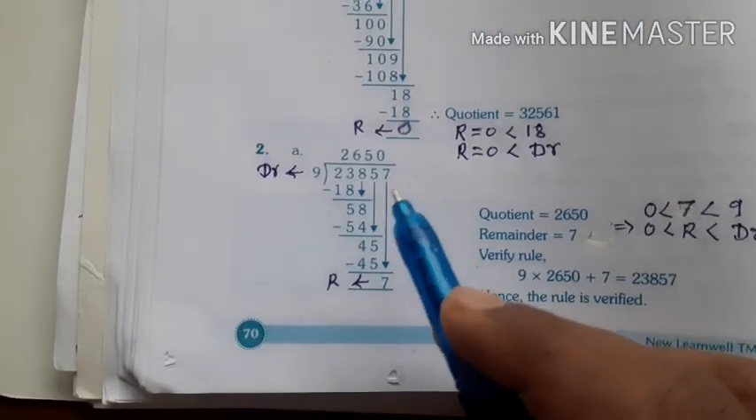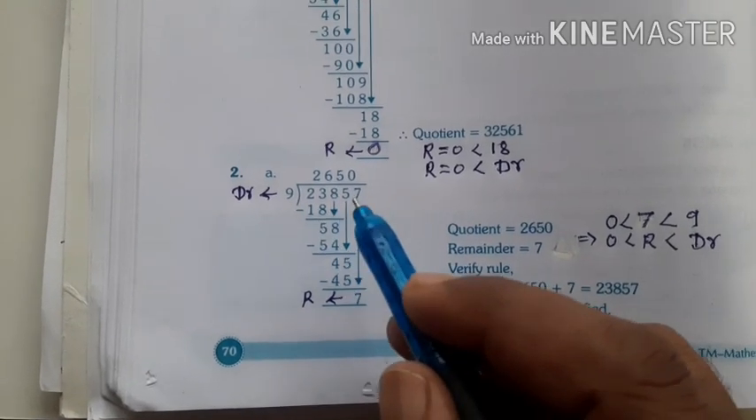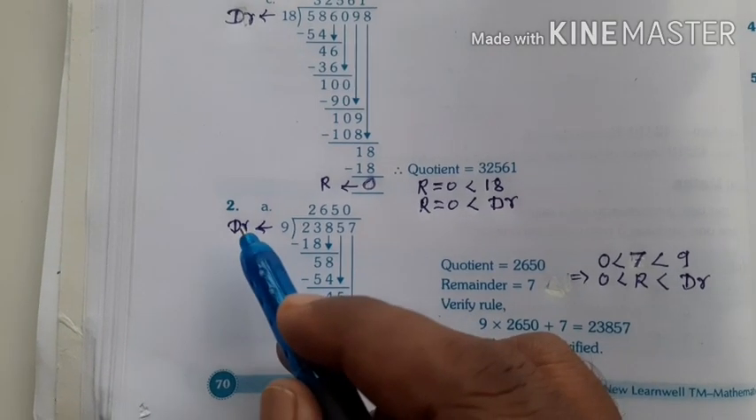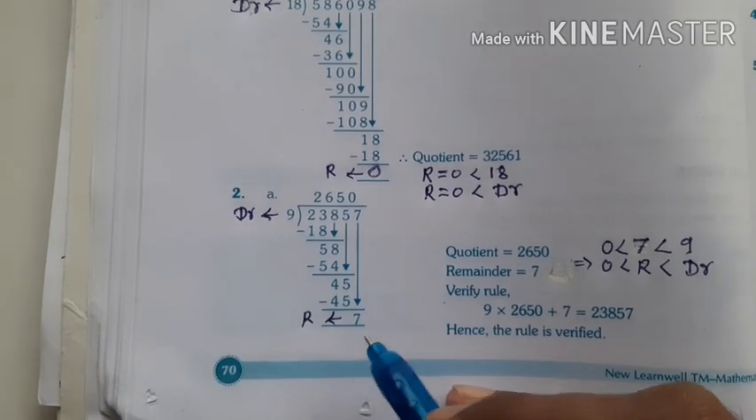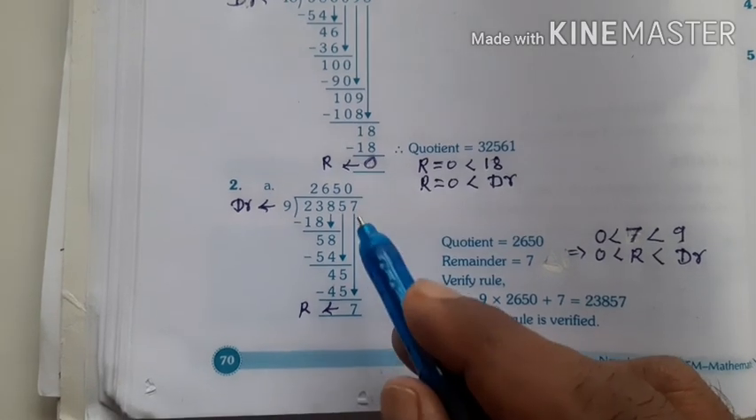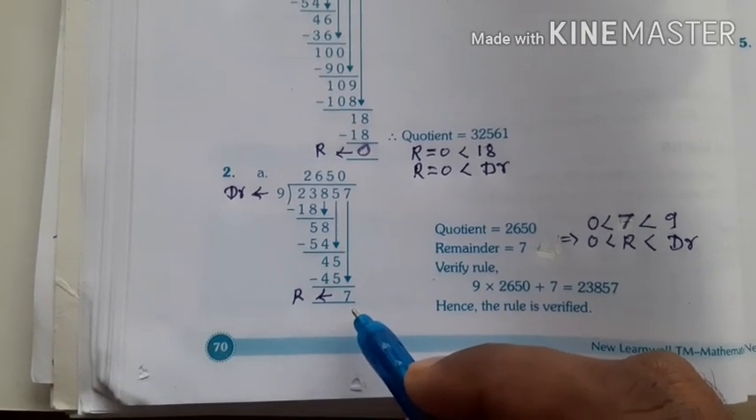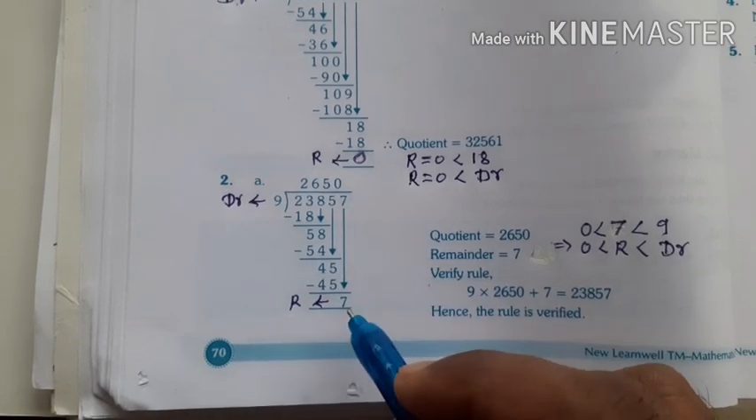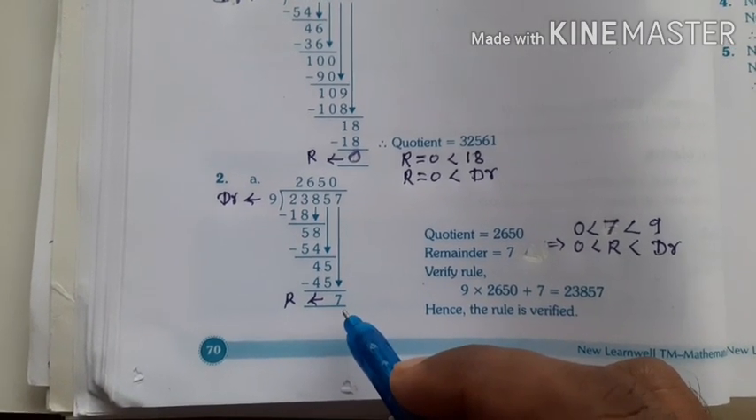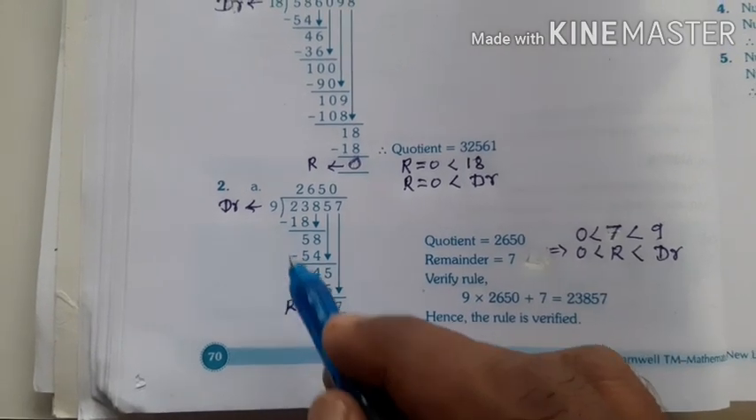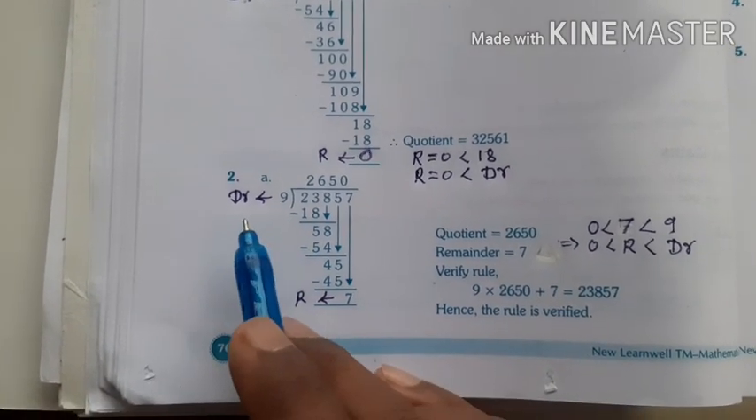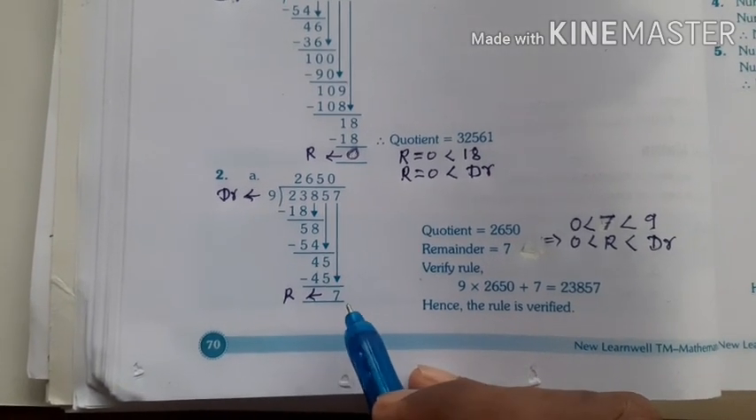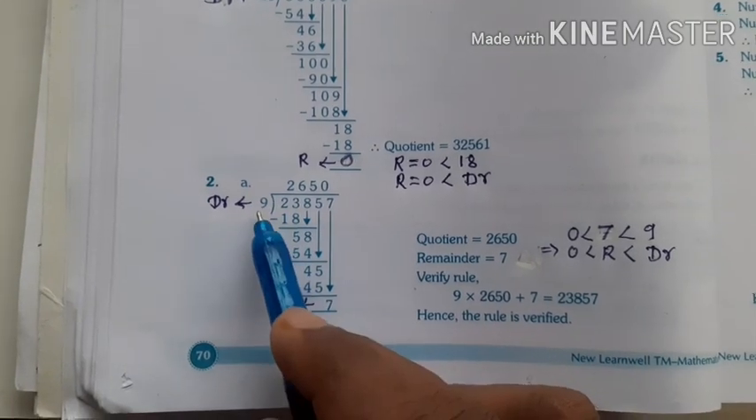Now, let us take one more example. 23,857 is divided by 9. This is the dividend and this is the divisor. But in this division, look at the problem there, children. The remainder is 7, but it is not equal to 0. In this division, remainder is equal to 7 means it is not equal to 0. But is it equal to divisor? No. But is it greater than divisor? No. Here the remainder is greater than 0 but less than the divisor 9.